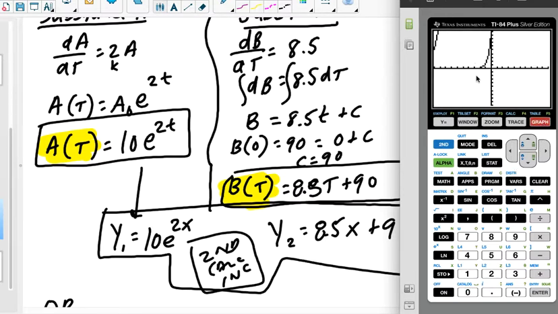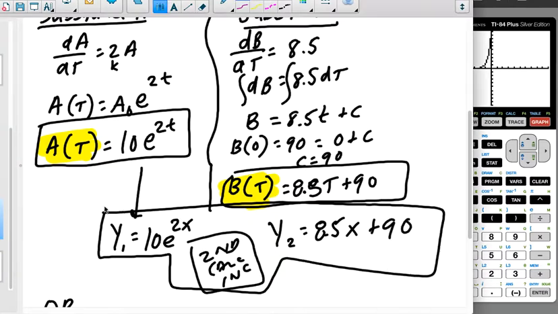Here's the con. I can't see where they intersect, right? So I see this one's somewhere over here, this one's here. I'm guessing they intersect somewhere up here, and I can zoom and change my window, right? The problem with this, the con to doing this, is that it's sometimes hard to find where these two things run into each other, right?